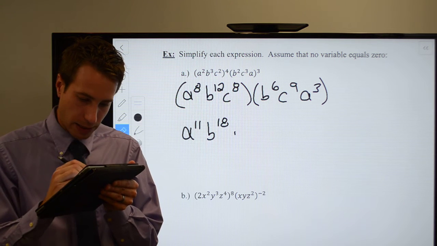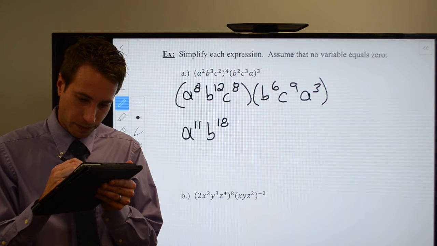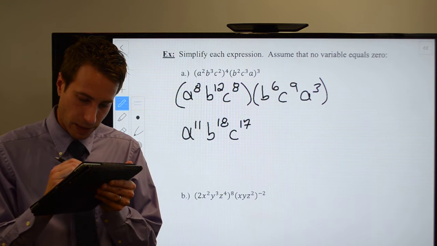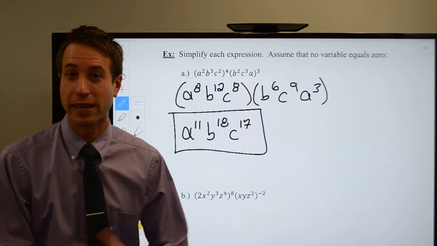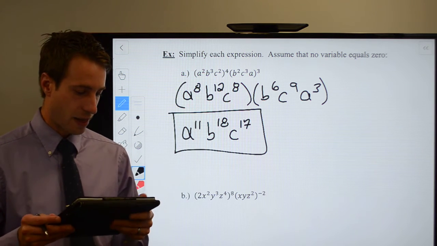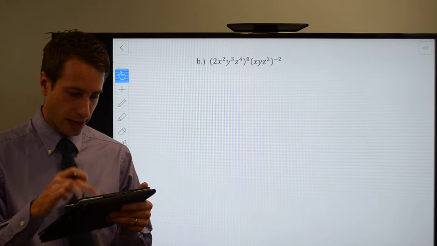Oh, hang on, that C got weird on me. I like it. I don't have anything else to simplify. I don't have any other like terms to combine. You're all set on that one. Let's jump on down to this one right here.